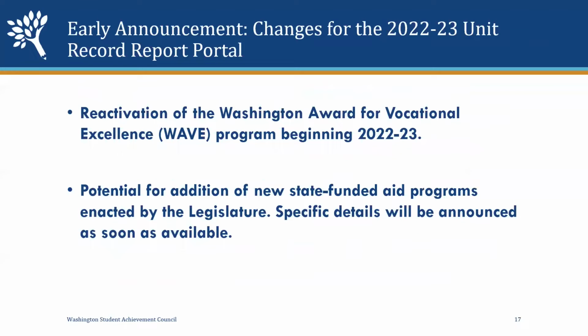For the 22-23 unit record report, which will be next year, you may or may not know that WAVE, the Washington Award for Vocational Excellence, was reactivated beginning in the 22-23 academic year. The Workforce Board has taken applications this year, and I believe they are in the process of awarding. So the WAVE is alive and moving forward. We also have potential for some additional new state-funded aid programs that were enacted by the legislature. As soon as we get details, they will be announced.